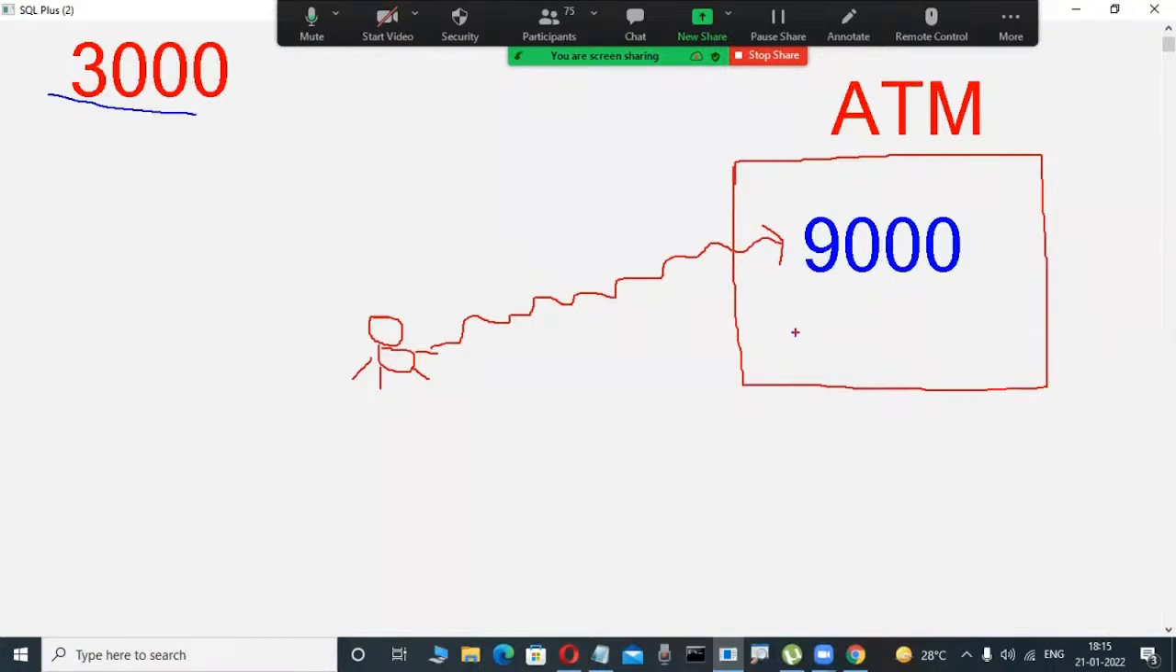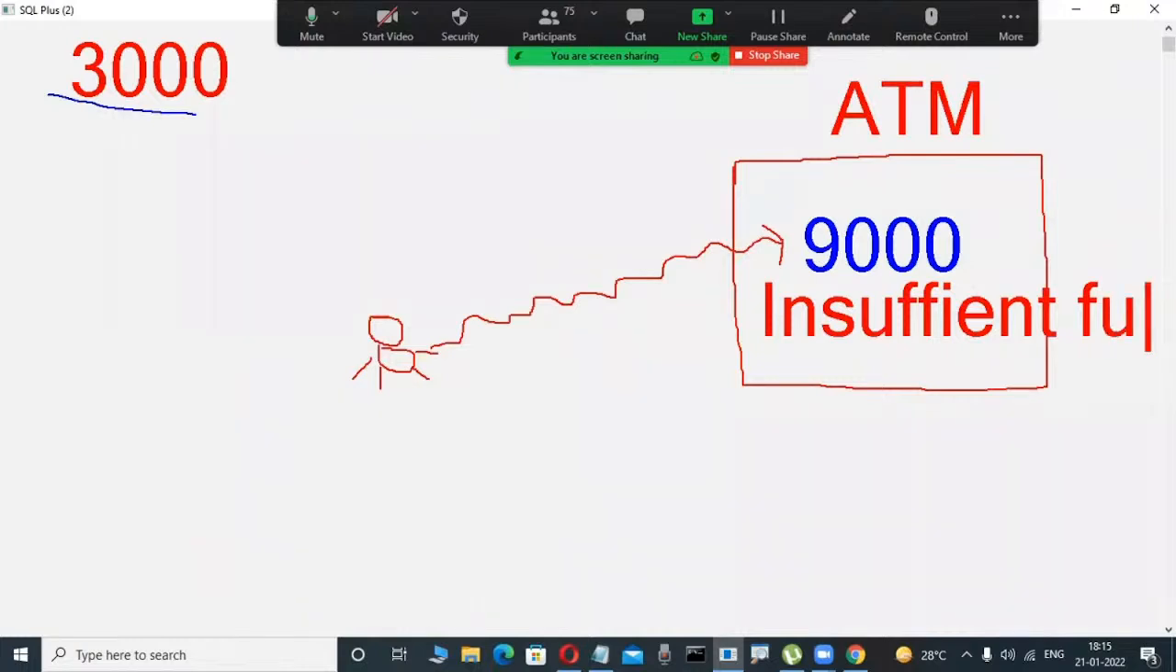In this case, it will give a message. You are observing your ATM machines, yes, maybe some messages will be displayed. Suppose insufficient funds is a message. Why? Because here your balance is low, 3,000, but you are trying to retrieve more than 3,000, that is 9,000, 8,000, 7,000, like that. How is it possible? In that case only, the insufficient funds message will be displayed. But how is this message possible? Does the ATM center know?